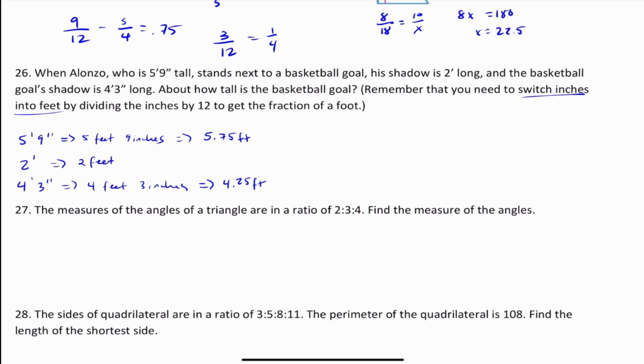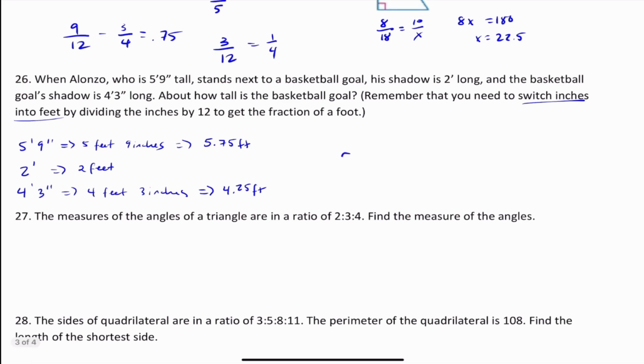Okay, so let me go ahead and draw Alonzo. And he has a shadow that's 2 feet long. And he is 5.75 feet tall. And I got this basketball goal.